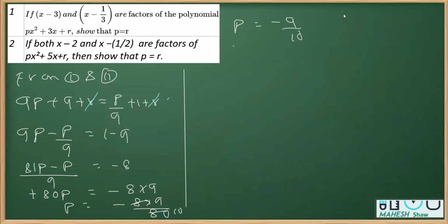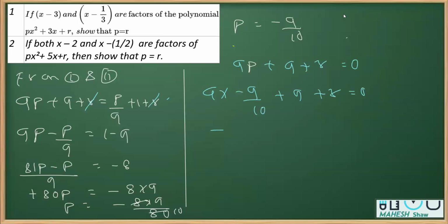Now in order to find r, what we are going to do is replace the value of p in one of these equations. Like in equation 1, we had 9p plus 9 plus r is equal to 0. So what I'm going to do is replace this p with the value minus 9 by 10. So I'll write this as 9 multiplied by minus 9 by 10 plus 9 plus r is equal to 0.